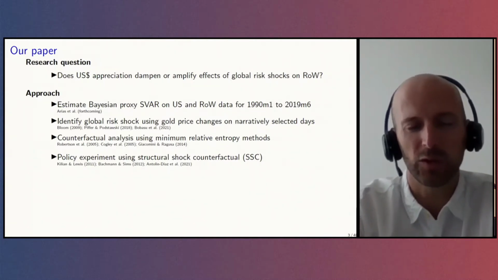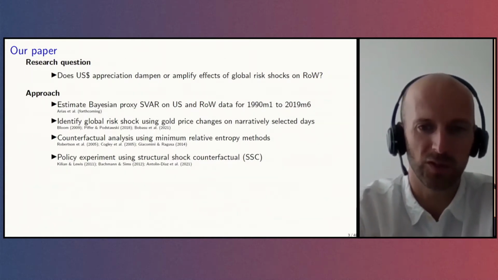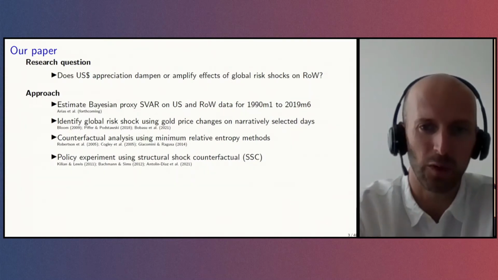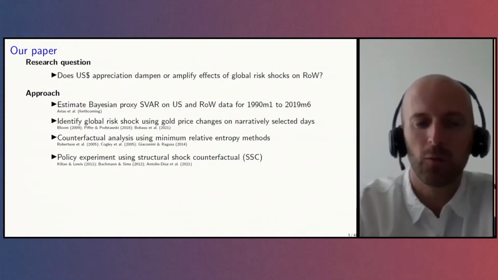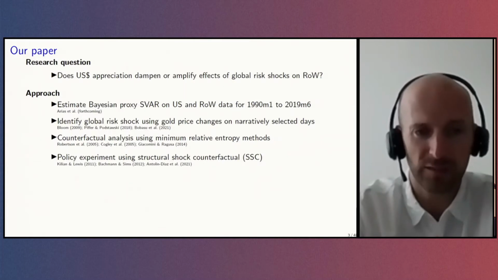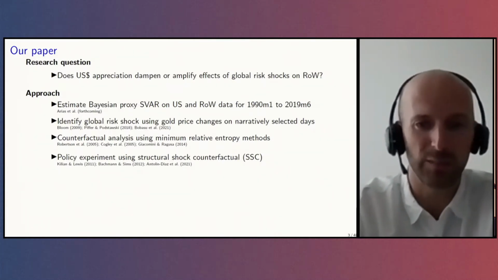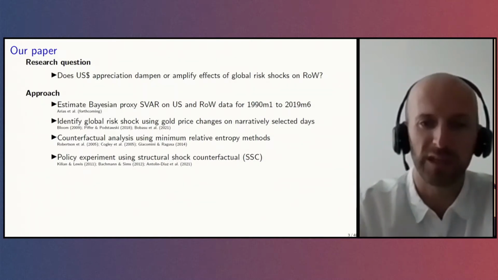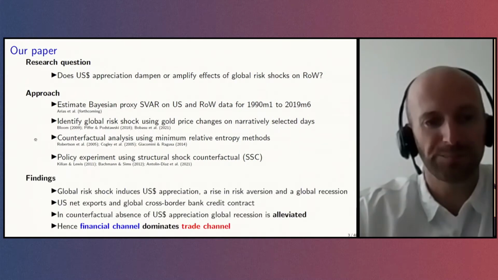At the end, we also carry out a policy experiment, which essentially is just a different way to construct the counterfactual, not based on minimum relative entropy. This policy experiment will just ask the question, what would happen if, in contrast to what we've seen in the past, the Fed surprised markets, surprised the global economy in the face of a global risk shock and just tried to stabilize the dollar exchange rate? What would be the outcome in this counterfactual policy experiment?